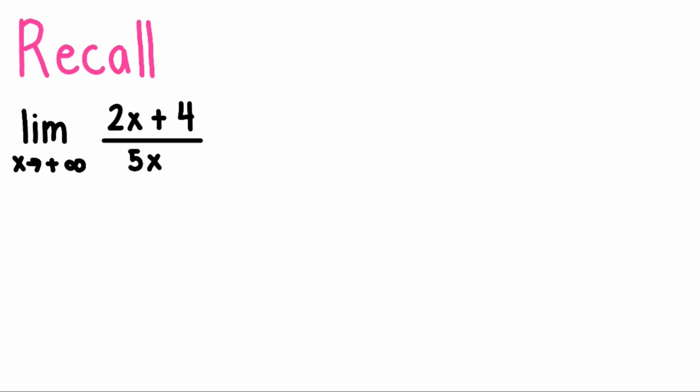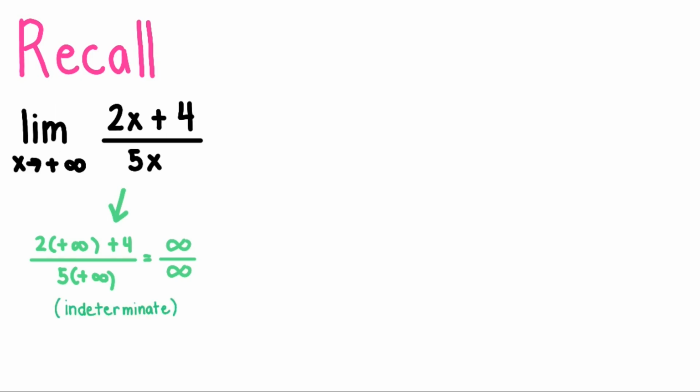Hello there. In this video, we'll be learning about the indeterminate form infinity over infinity. So first, recall that in the previous video, we had this example. Observe that if we directly substitute infinity in this function, we'll obtain this. Simplifying, this is equal to infinity over infinity. This is an indeterminate since we don't really know what happens when we divide infinity by another infinity.